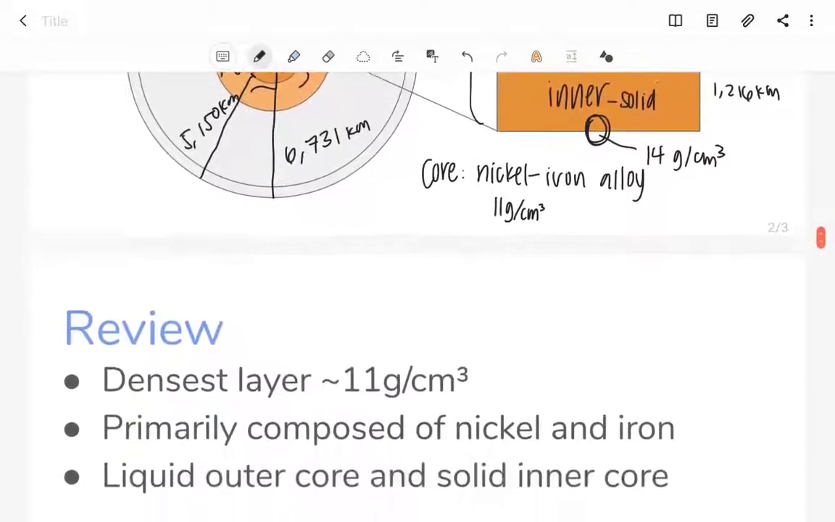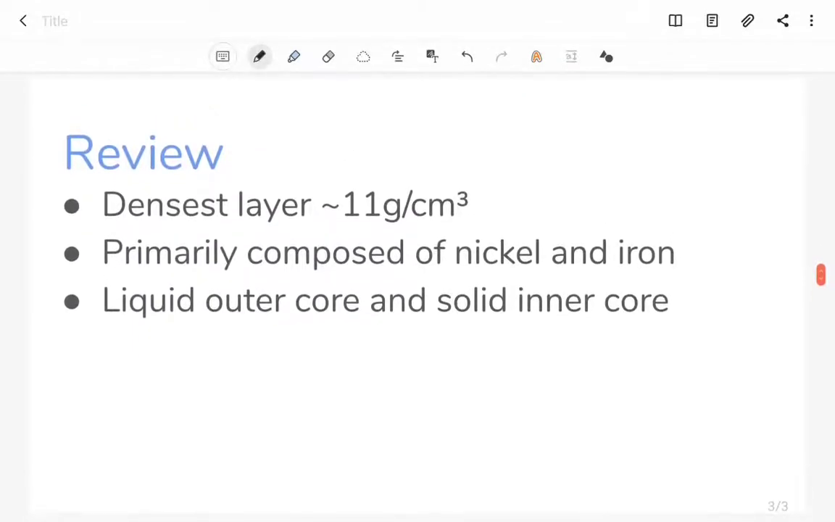So that's most of the content we had for looking at Earth's core. To review, the Earth's core is the densest layer. Even though one is liquid and one is solid, they are composed of elements that have an average density of 11 grams per cubic centimeter. Again, those elements are nickel and iron. Structurally, the core is divided into a liquid outer core and a solid inner core. The liquid and solid aspects of the cores are determined by the combination of temperature and pressure.